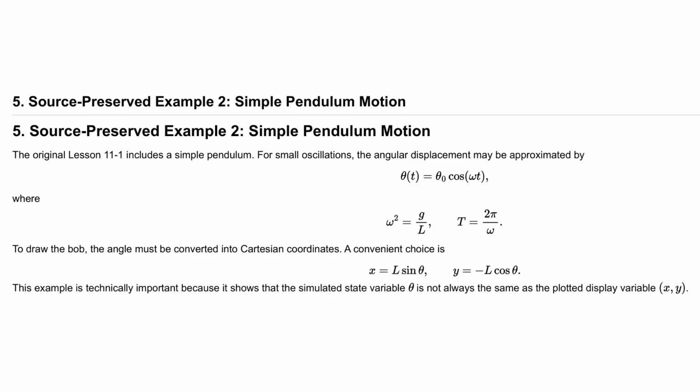Mathematically, the angular displacement is modeled as a cosine wave governed by an angular frequency dependent on gravity and length. This example is highly valuable because it demonstrates that our simulated state variable, which is an angle, must be converted into Cartesian coordinates before we can plot or animate it in physical space.